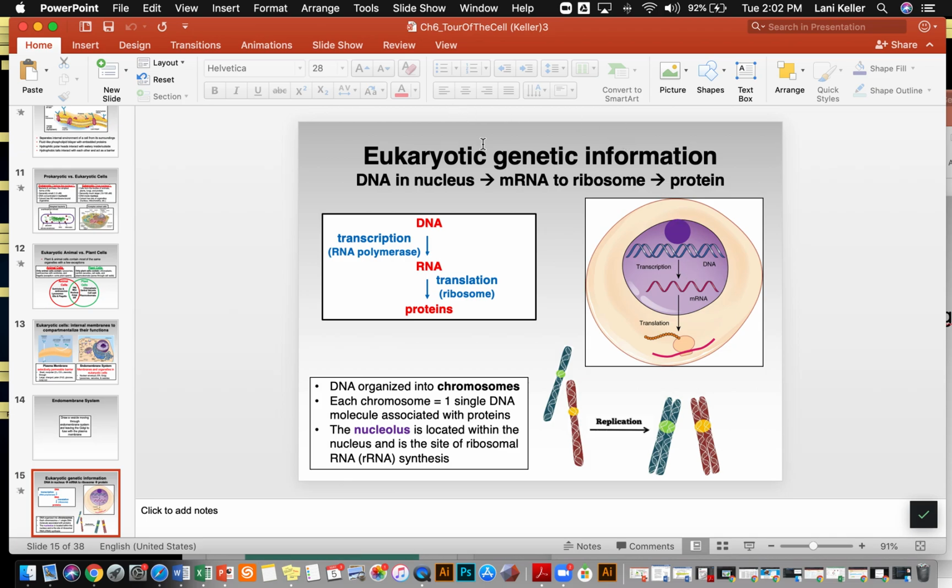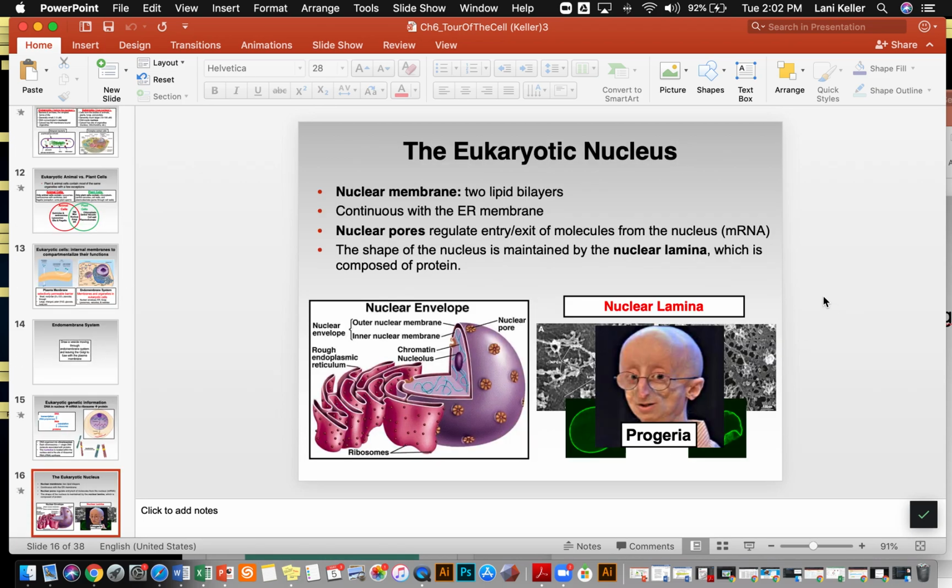Genetic information always starts from DNA, which is in the nucleus or the nucleoid region, going to the RNA, which happens through transcription. RNA then goes to proteins through translation. DNA is organized into chromosomes. Prokaryotic cells have a single circular chromosome, and eukaryotic cells have lots of linear ones.